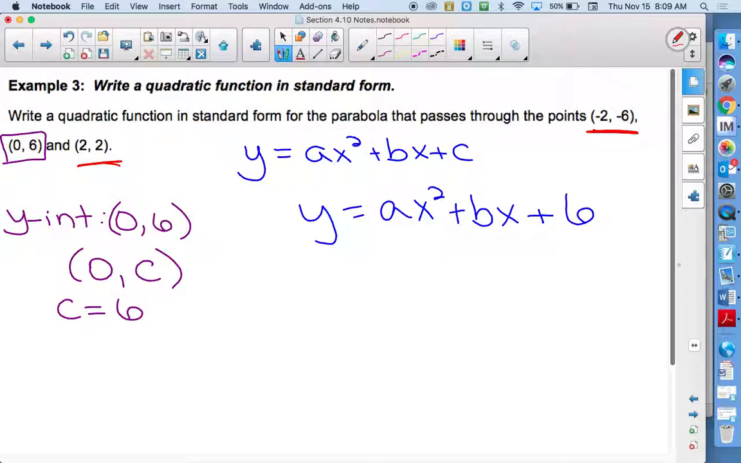Just looking at this one point up here, (-2, -6). Gavin, what do you think? It could be, but we're not sure. Unless it tells us it's a vertex, we can't assume that it is. It might be, but it might not be.